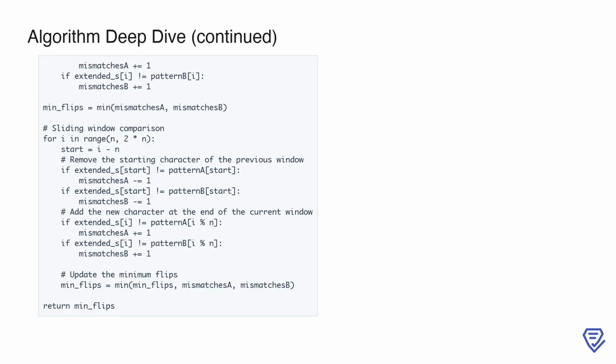This ensures the mismatch counts remain accurate without recomputing them from scratch. At each step, we update the minimum number of flips required. By the end, the algorithm returns the minimum flips, which represents the optimal solution. This approach leverages efficient data structures and techniques to handle all rotations, ensuring the solution is both elegant and performant.